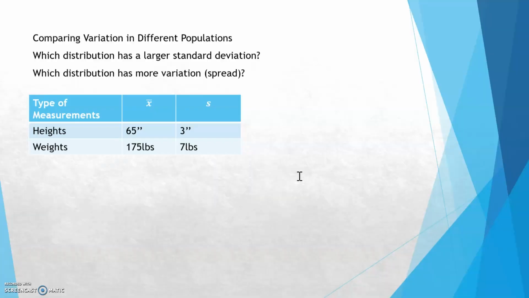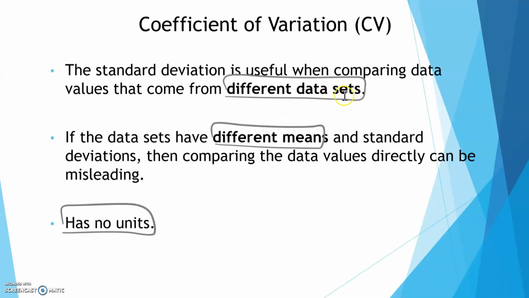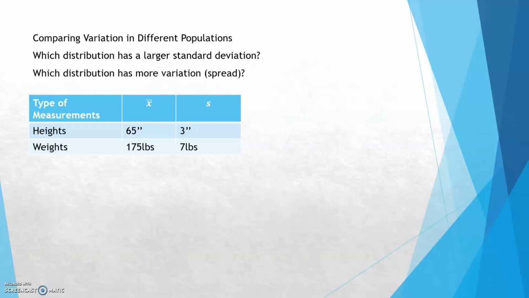Okay, so let's look at this one. We'll go ahead and find out the CV for each one of these, and then we'll compare them. Because at this point, I can't compare inches to pounds. Those are two completely different things. So different data sets, I've got to use the CV for this. Okay, so the CV for heights.